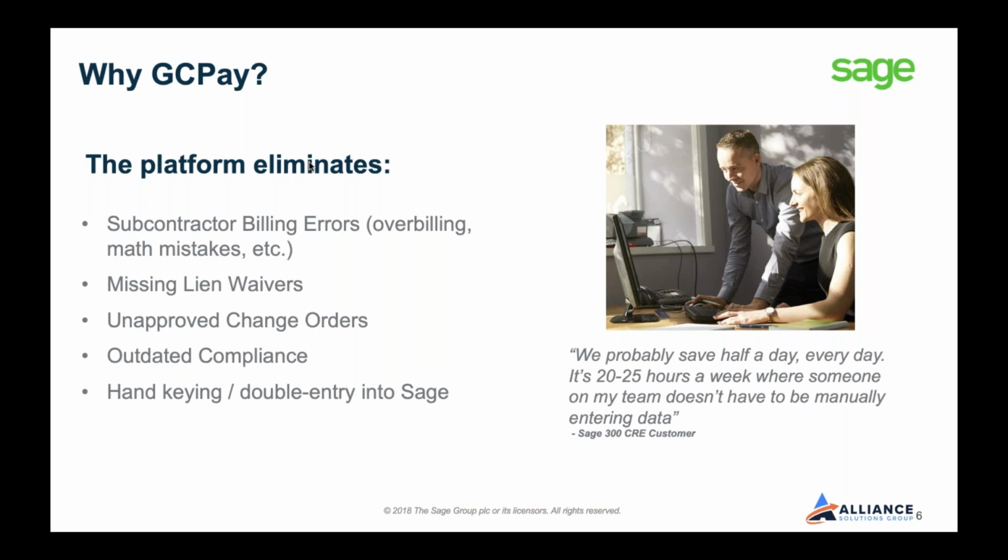The next thing is missing lien waivers. Right now, if you're thinking about your current pay app process, your accounting or project managers a lot of times have to chase down lien waivers, or correct lien waivers that might have the wrong information on them.